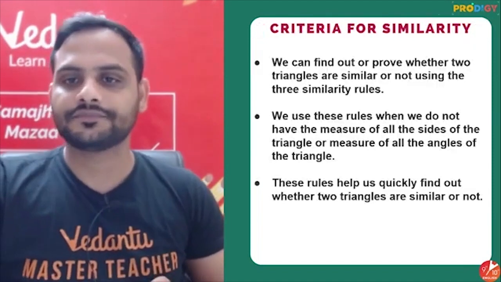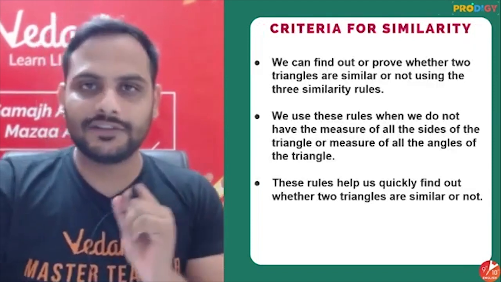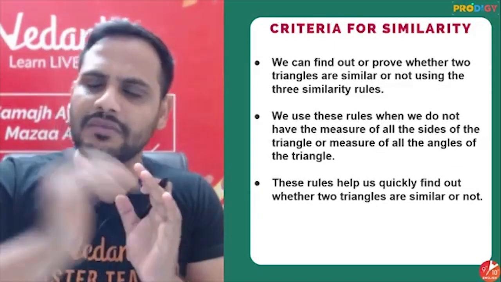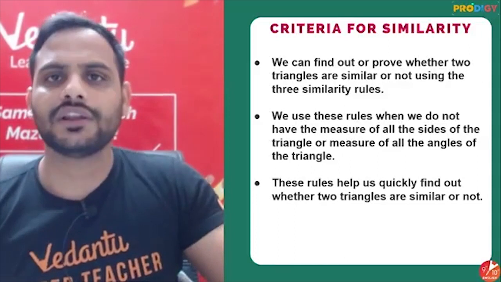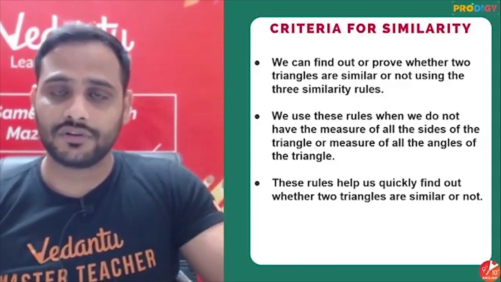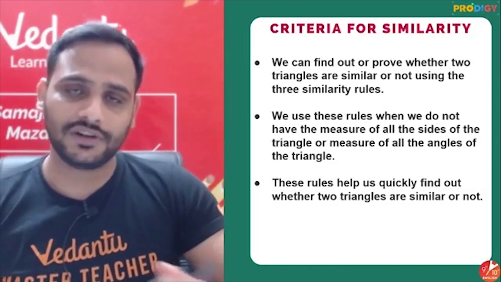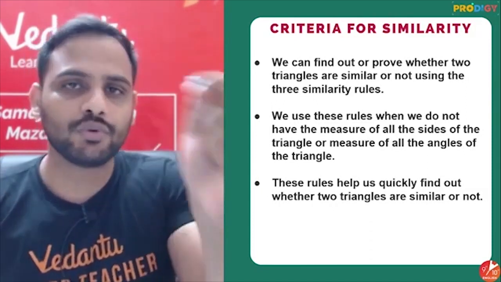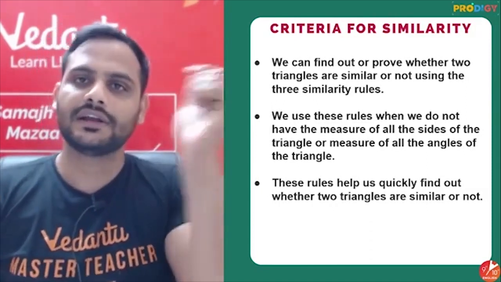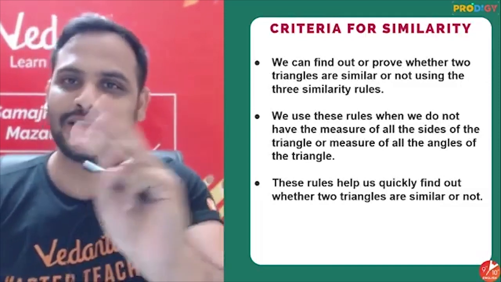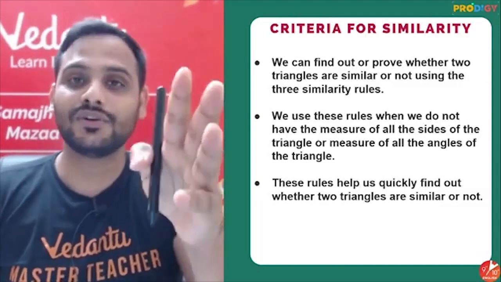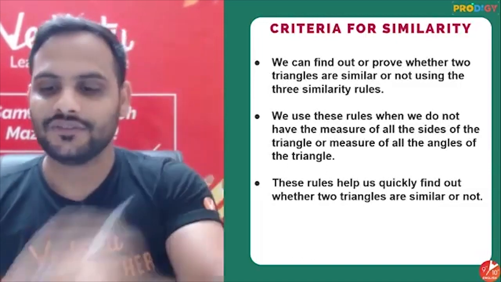Alright, okay. Now, beta, criteria for similarity. Same as we learned about the criteria for congruency, we don't have to know all 6 things, all the 3 angles and all the 3 sides. It is not necessary. Only with some rules, with the criteria which will be provided, we can easily say that 2 triangles will be similar. Now in similarity we have only 3 criteria. That's the good news we have.